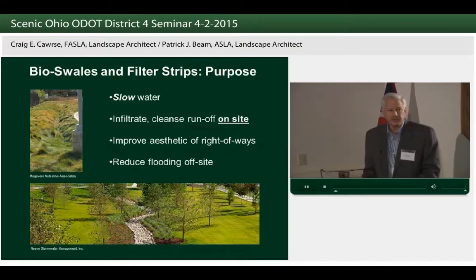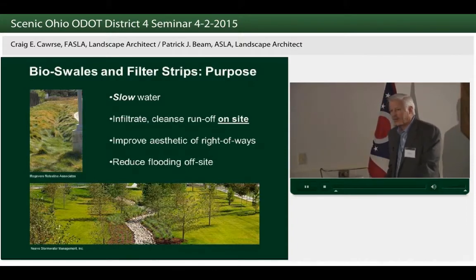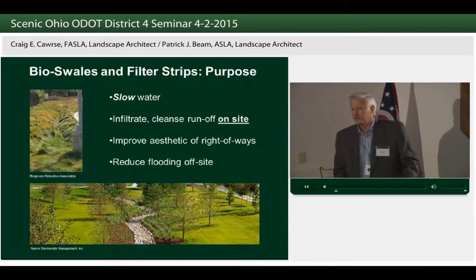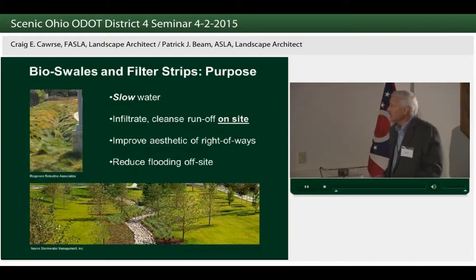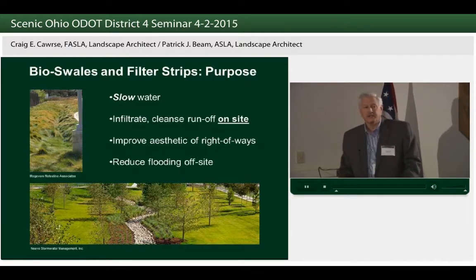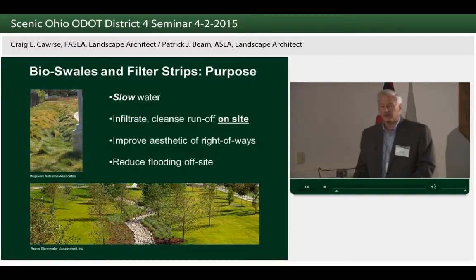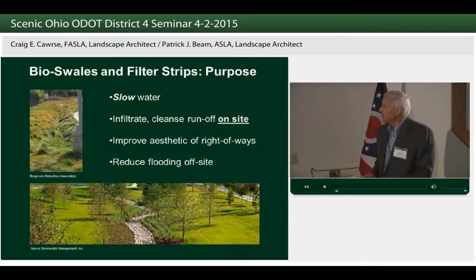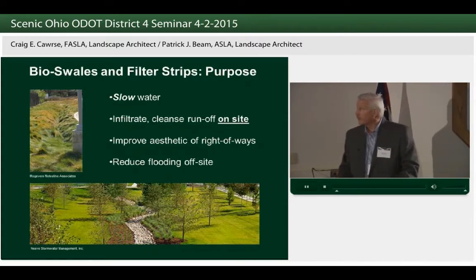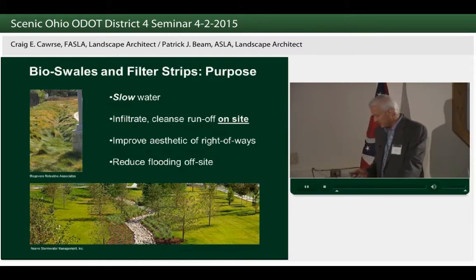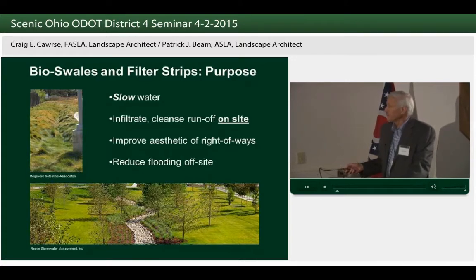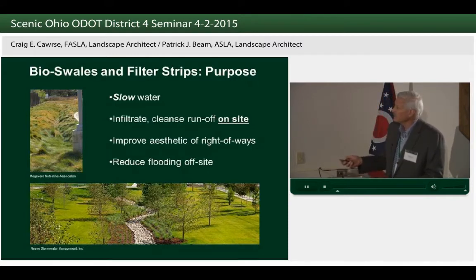Bio-swales and filter strips. Filter strips can be just grass areas that the rainwater, stormwater flushes over. It slows the water. It allows some infiltration and cleansing of runoff on site. We're trying to keep a lot of this water contained on site. It can improve the aesthetics of a right-of-way, and it can reduce flooding off-site. These are just some examples right here. This is what I would call filter strips, and then we've got a gravel swale down here so the water is trapped and directed. And this is also a filter strip up here.